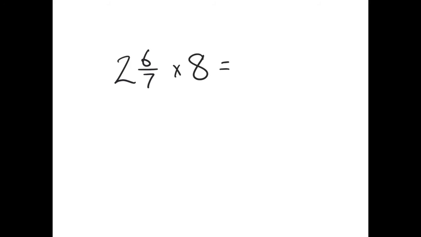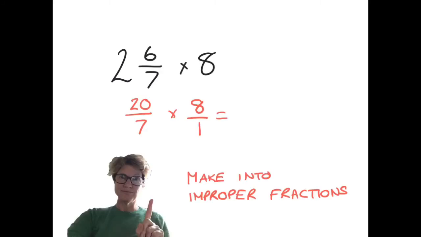Our final example, 2 6/7 multiplied by 8. As I'm sure you remember by now, step 1 is make them into improper fractions. So we've got 2 wholes, each representing 7/7. 2 times 7 is 14. Add the 6/7 we already have, we have 20 sevenths. And 8 is of course 8 over 1.